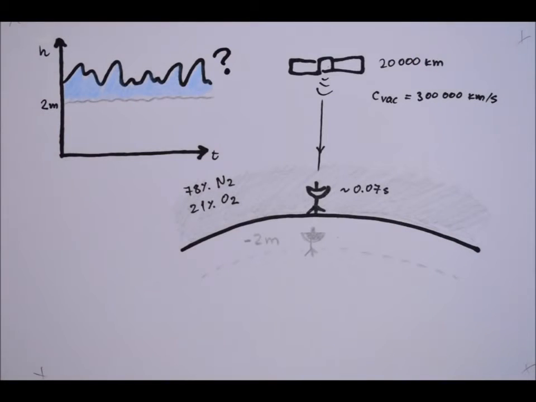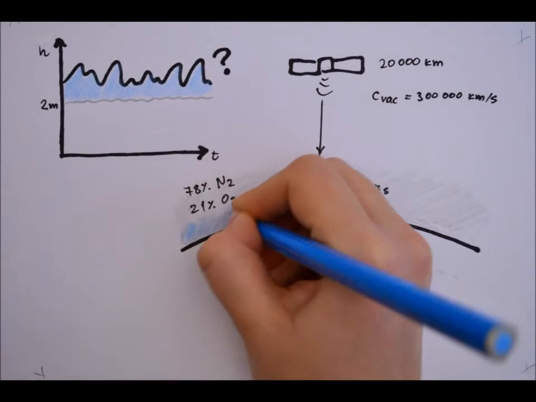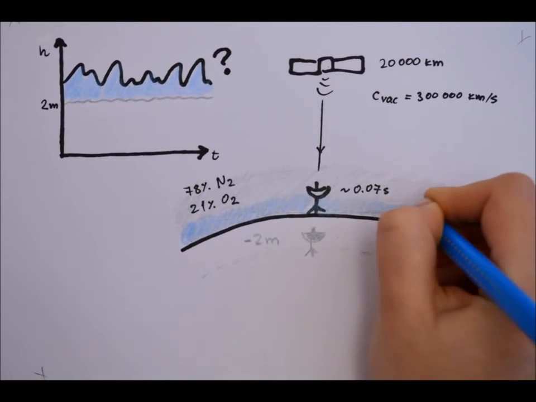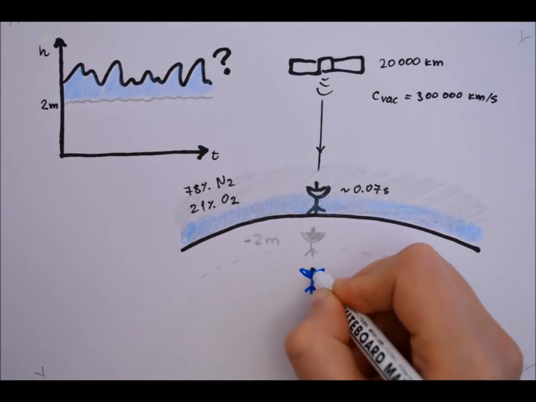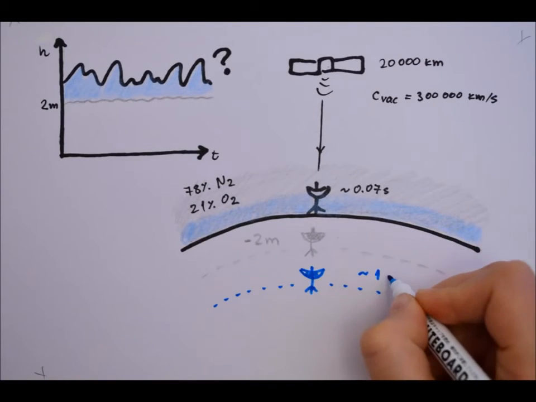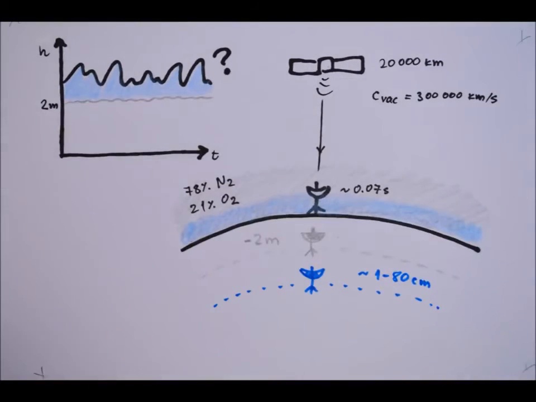The atmosphere consists of not only dry air, but also of water vapor. And importantly, water vapor has a very high temporal variability, changing from day to day, from morning to afternoon, from hour to hour, adding between 1 to 80 centimeters to the satellite receiver distance. So this is how you can measure water vapor using the Global Navigation Satellite Systems.